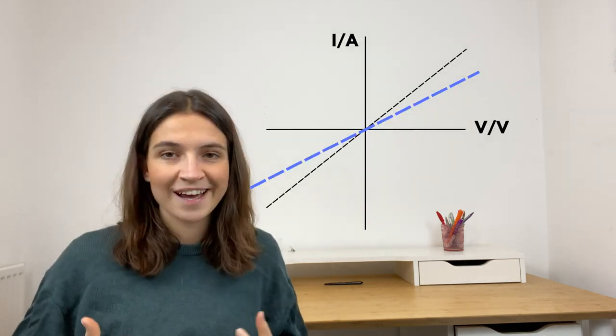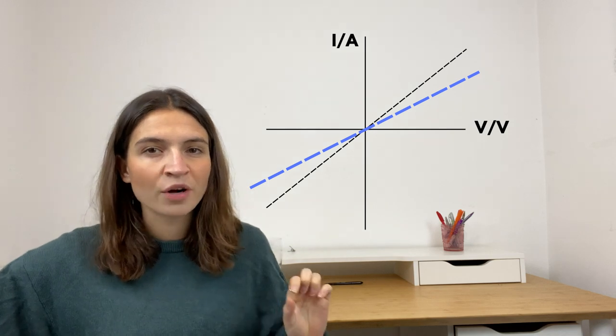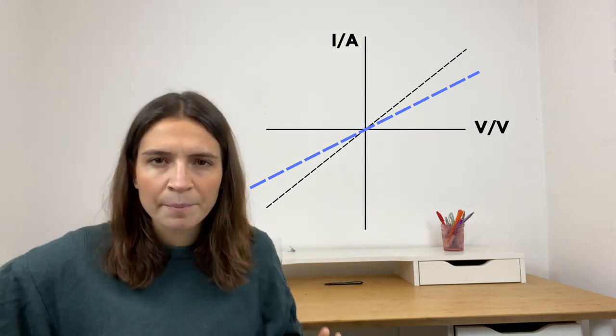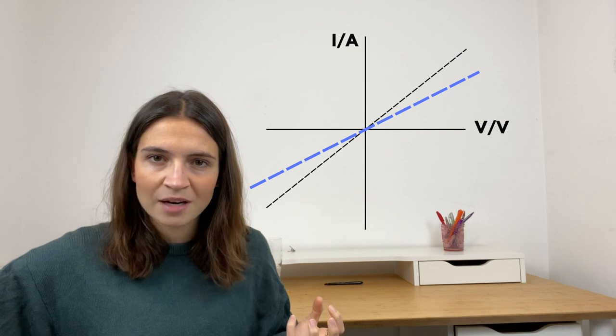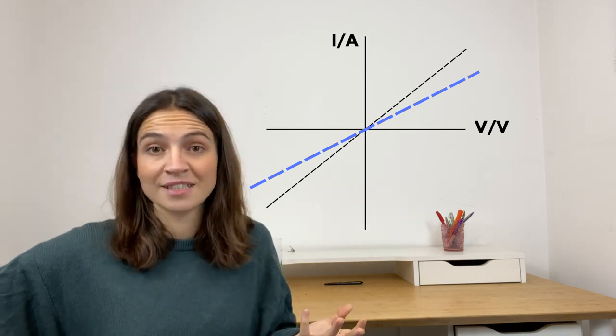Take a look at this graph here. Which resistor has the largest resistance? Well, resistance is 1 over gradient, and the blue line is the shallower line with the smaller gradient, so that one has the larger resistance.